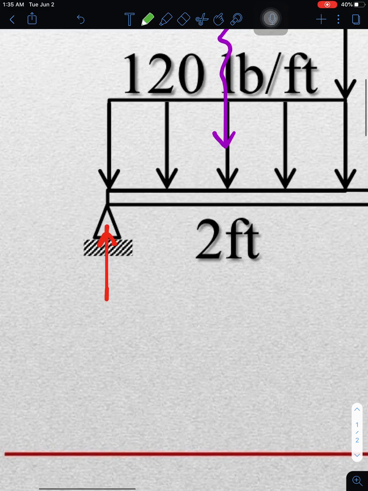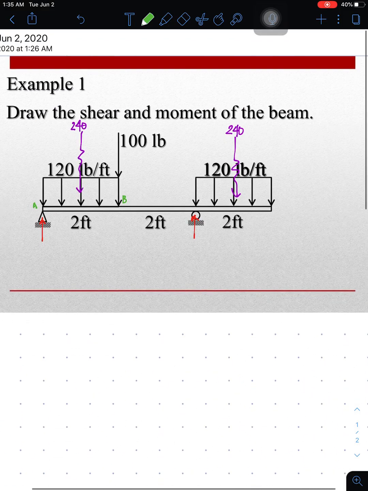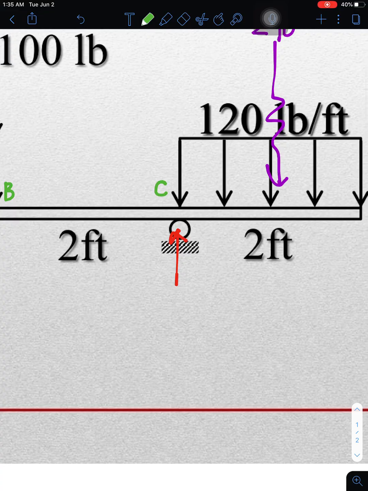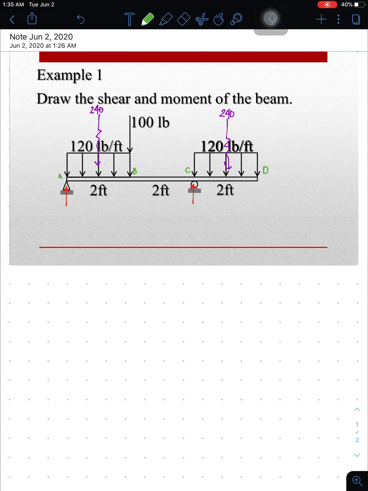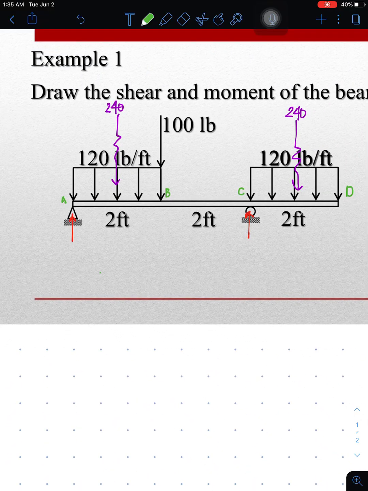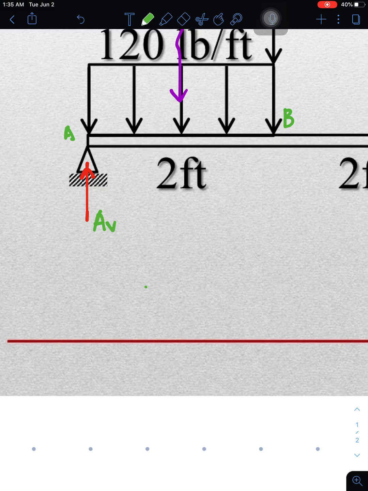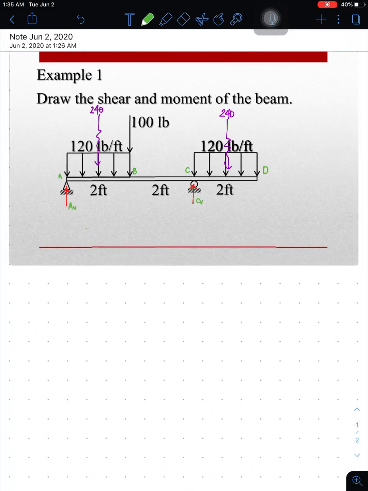So this is our point A. This is our point B. In every change of loading, point C, and then this is point D. So basically we have 3 segments: from A to B, B to C, and C to D. From the shear and moment equations, we are going to cut that. But right now, what we're going to do is to solve first the reactions. I'll call this A vertical, and here this is C vertical.